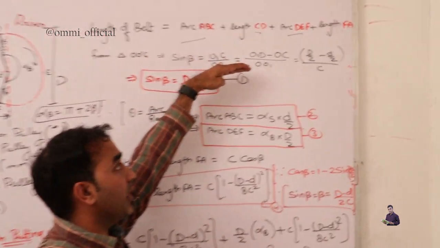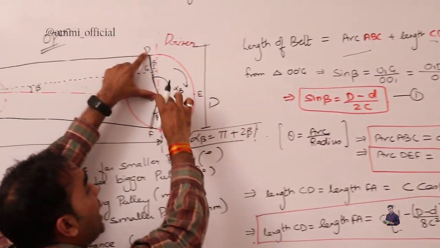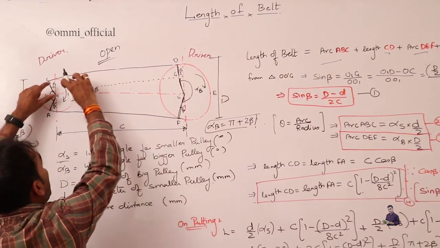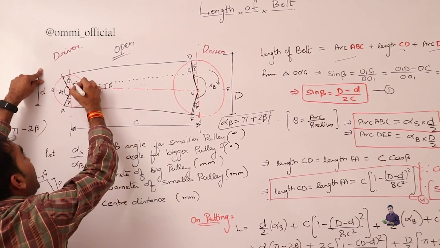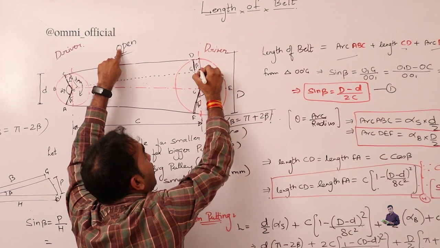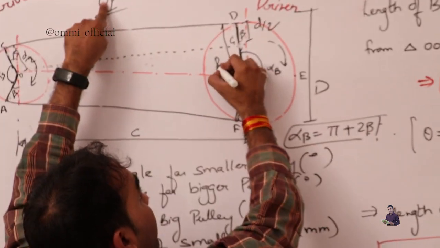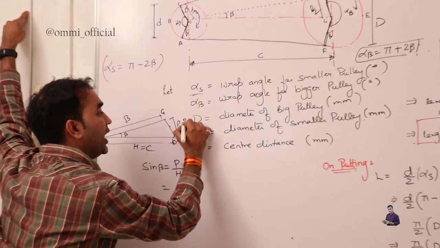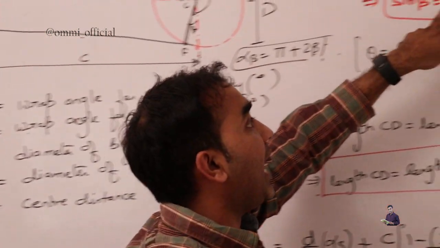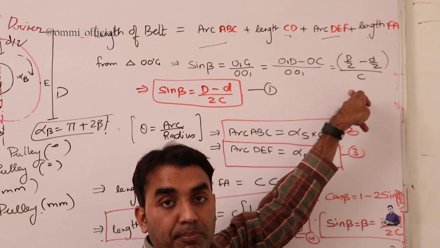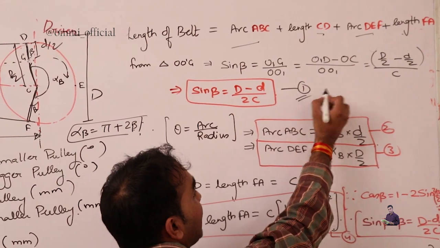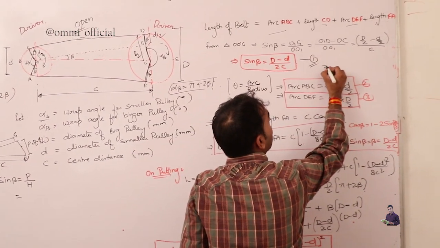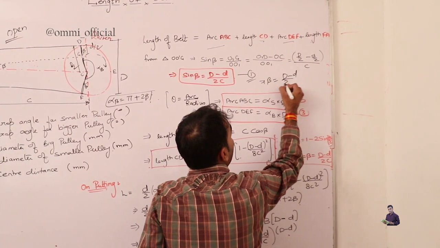Sine beta is your P portion, and if you go with the diagram, the whole is D by 2. And this portion, this diameter, because we know this is parallel to this, is small d by 2, and this should also be small d by 2. Whatever this distance is, H is equal to C, and P is D by 2 minus small d by 2. So sine beta is (D minus d) by 2C. We term this equation number 1. Remember one thing, the angle is very small, and that's the reason we are going to consider sine beta also as beta, which is (D minus d) upon 2C.